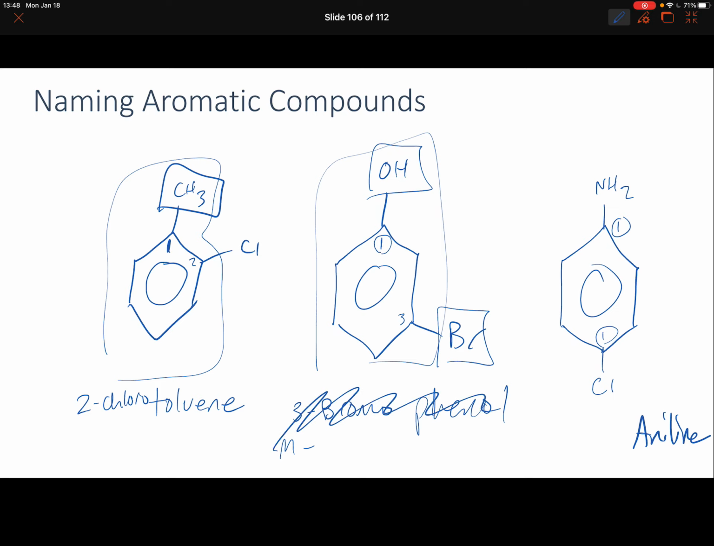So just to be clear, if I was calling this middle molecule by its IUPAC name, this would be the number 1, and this would be the number 3. This would be 1-bromo, 3-hydroxybenzene. 1-bromo because bromo is bigger, but bromo's first because it's also alphabetically first. So a lot of rules.